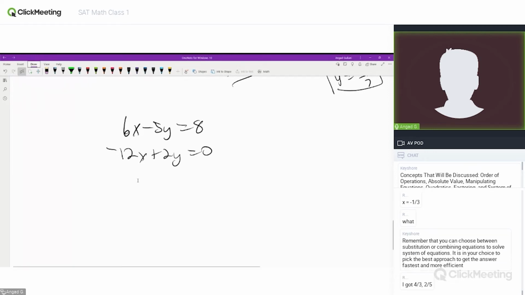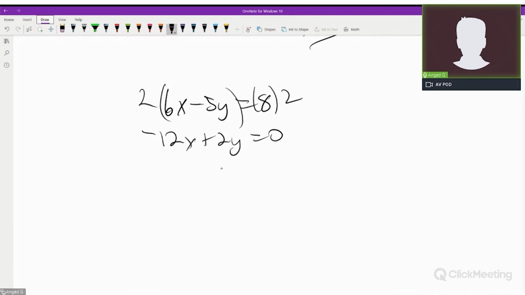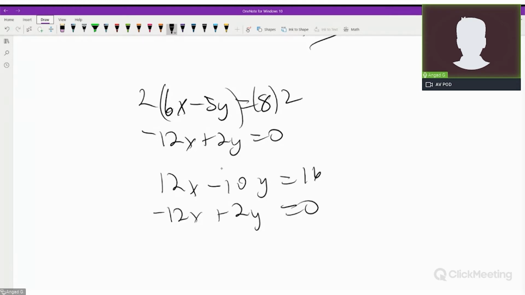Just looking at this right now, again, we can just multiply this by 2 to cancel out the x's. And I'm just seeing that right away, right? So we have 12x minus 10y is equal to 16, and negative 12x plus 2y is equal to 0. Add these together. We get negative 8y is equal to 16. So y is equal to negative 2.